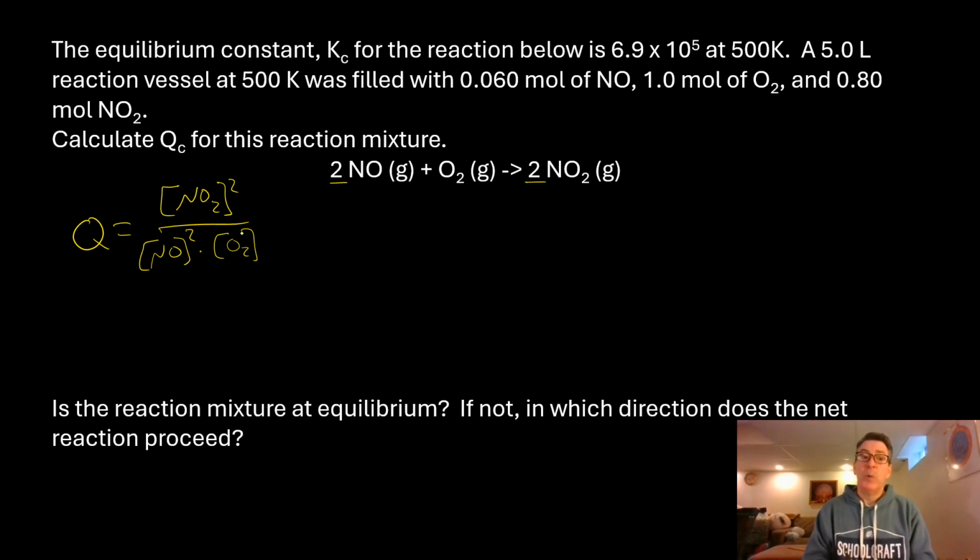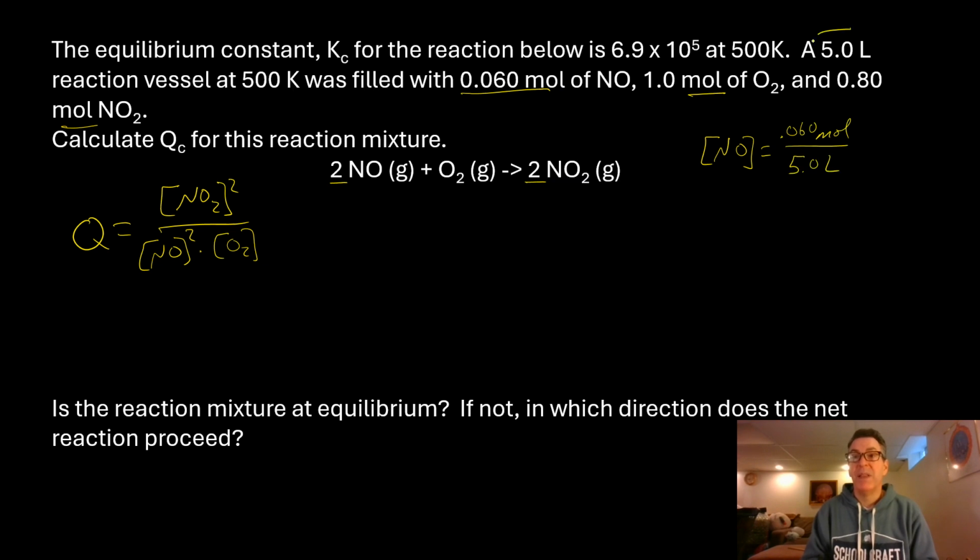And so then from here, we need to plug in concentration. Now, you've got to be a little bit careful with this one. They did not give us concentration amounts. They gave us mole amounts of those things. So we need to take each of those mole amounts and convert them into concentration. So to find the concentration of NO, we're going to take the moles of NO and divide it by the volume that we were given. It's that 5-liter amount right there.